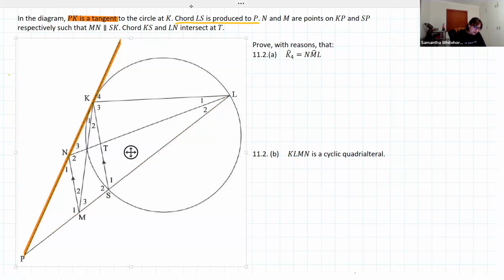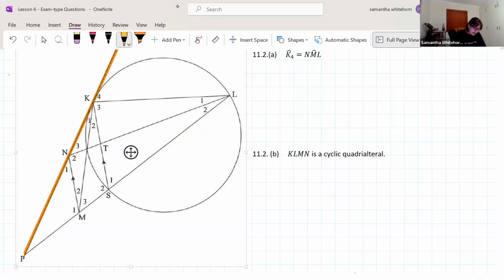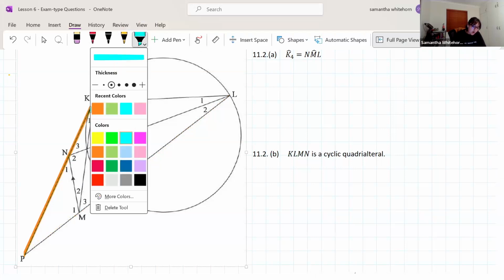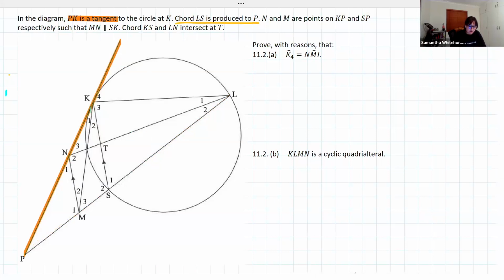And then we're told that where the points N and M are on the lines KP and SP, MN, so in blue here, is parallel to KS.